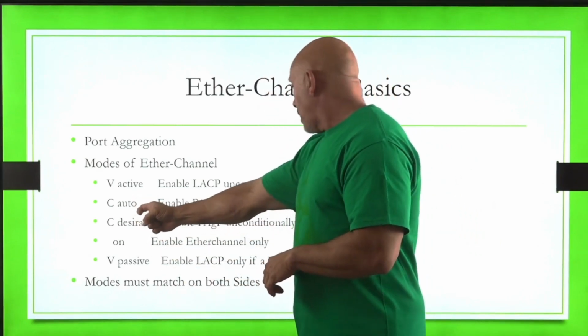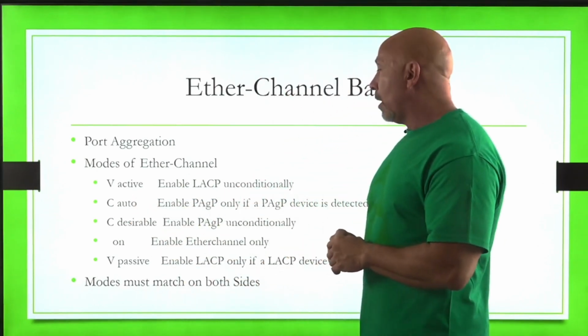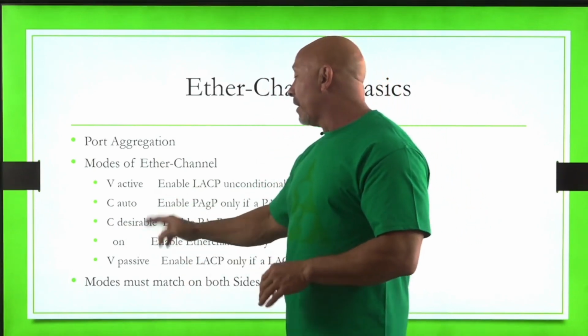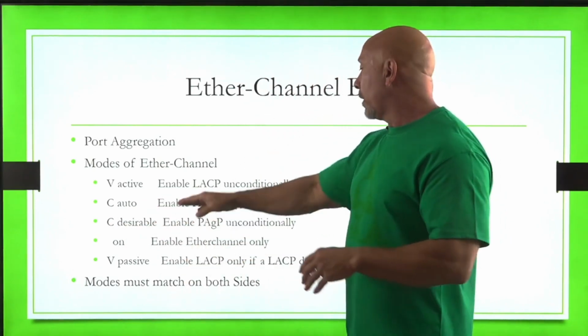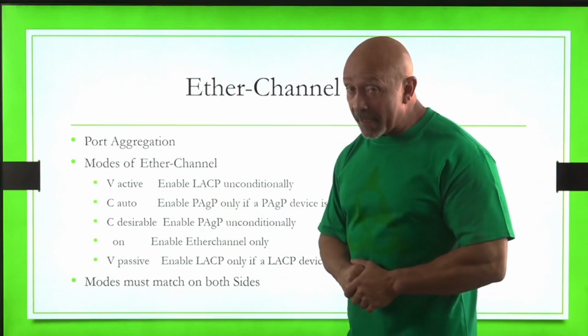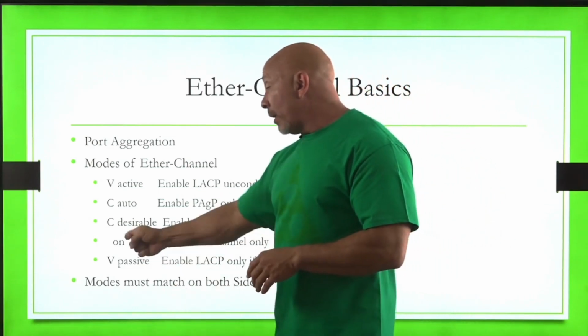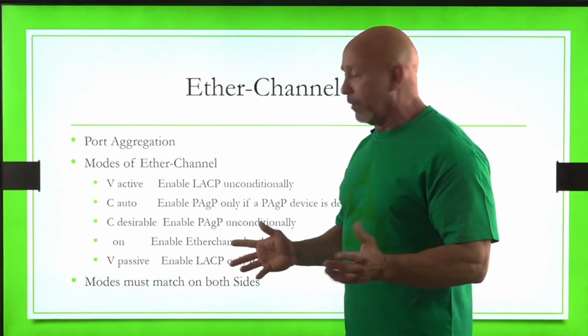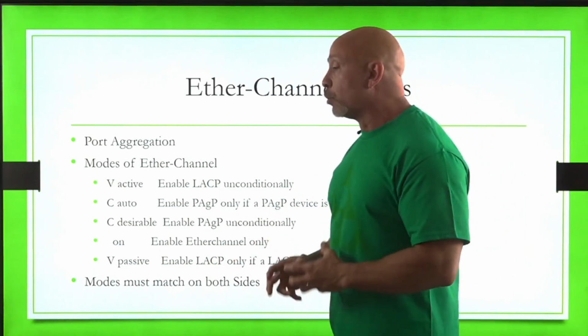If you do desirable, that's Cisco. That's why I put the C there. That is Cisco proprietary, so then the other side is auto, so it can do the negotiation of PAgP. Now, if you do on, it just means it's not doing any negotiation whatsoever, but you're still creating that EtherChannel group.